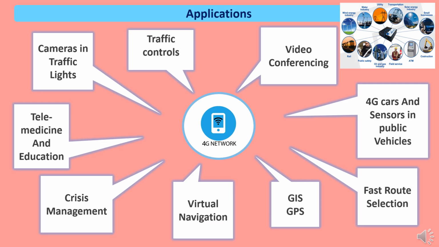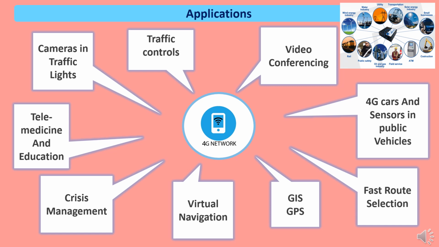The real power of 4G lies in how it transformed our daily lives and industries. Some key applications include traffic control and smart transportation systems, using connected sensors and cameras, telemedicine and online education, enabling real-time interaction between doctors, teachers, and students, video conferencing for global collaboration, virtual navigation and GPS, making location-based services accurate and reliable.